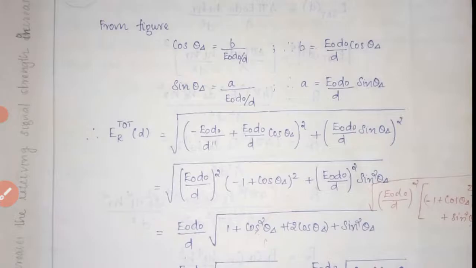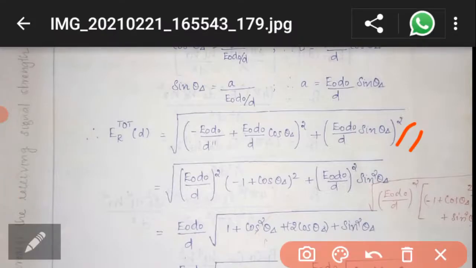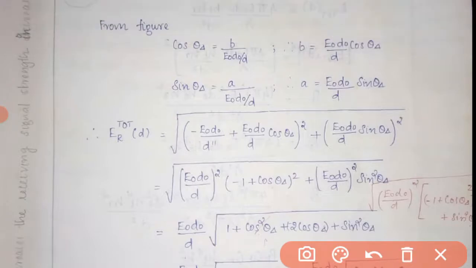Then we know in both cases there is E naught D naught by D the whole square, here also E naught D naught by D the whole square. Here we are just taking it out, we get E naught D naught by D, since we are taking it out of the square root. So into root of minus 1 plus cos theta the whole square, that is 1 plus cos square theta del plus minus 2 cos theta del plus sin square theta del.